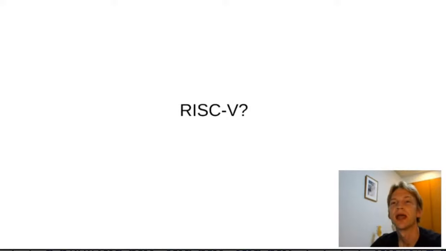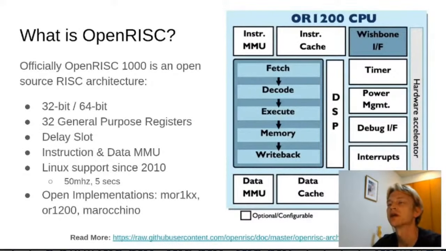So, not OpenRISC, but RISC-V. How many people have heard of RISC-V? Well, it's a virtual conference. I can't see your hands, but I'm sure a few of you have heard about it. RISC-V was first introduced in the year 2010, and it's now gotten a little bit more popular. Now, open source RISC processors started with OpenRISC. It's kind of the predecessor of RISC-V.